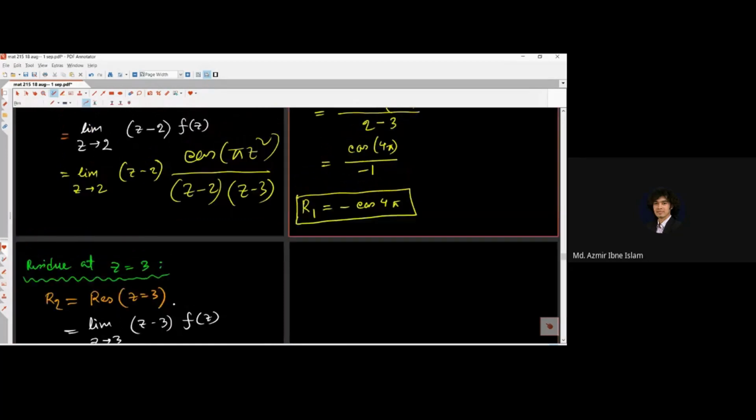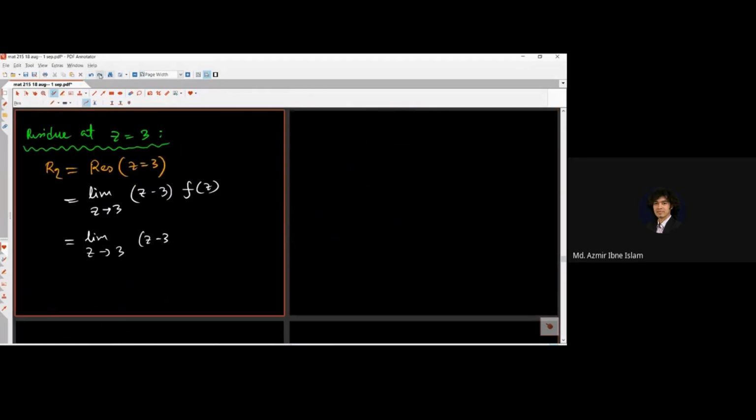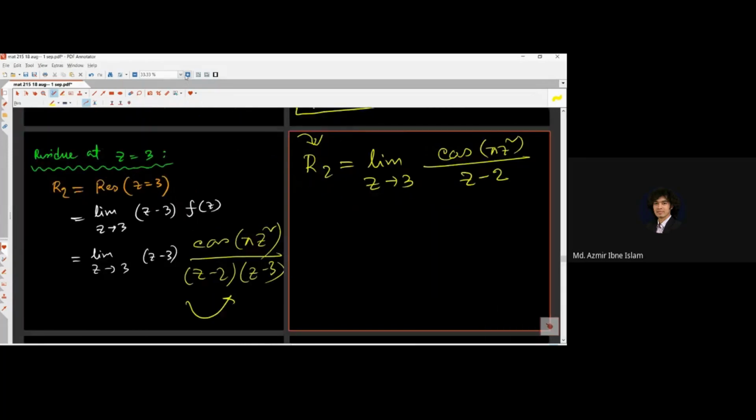Now limit z tends to 3, (z minus 3), and f of z is the main function, the same one, that is cosine pi z squared by (z minus 2)(z minus 3). So (z minus 3) and (z minus 3) cancel. And the simplified result that we are getting is R2 equal to limit z tends to 3 of cosine pi z squared by (z minus 2). Is that okay? Yes, sir.